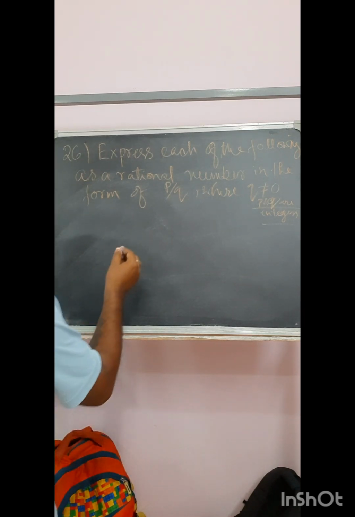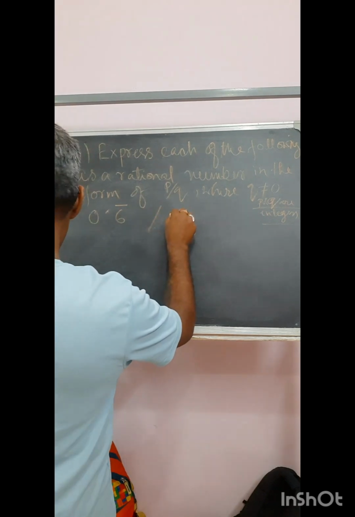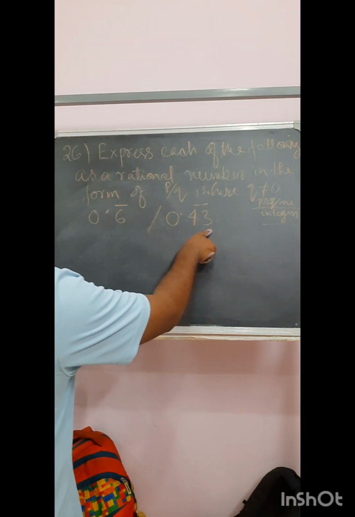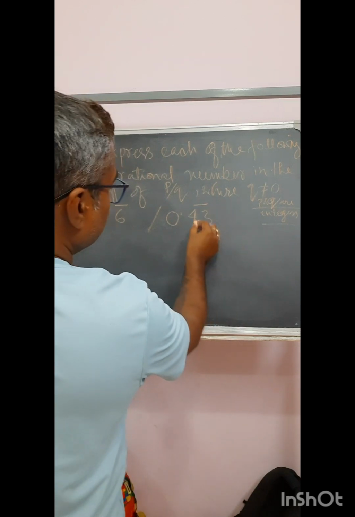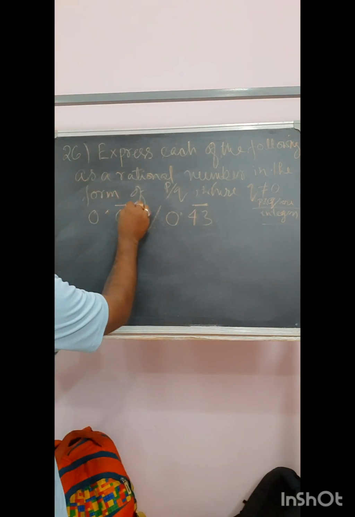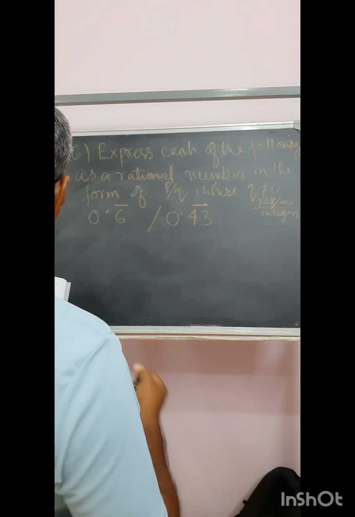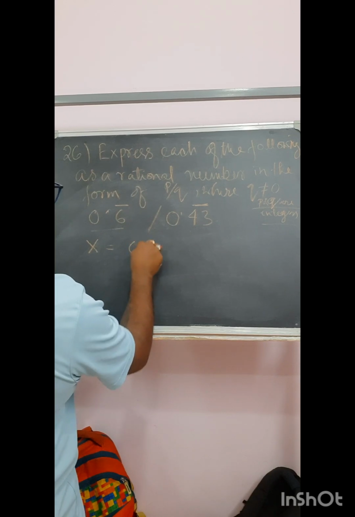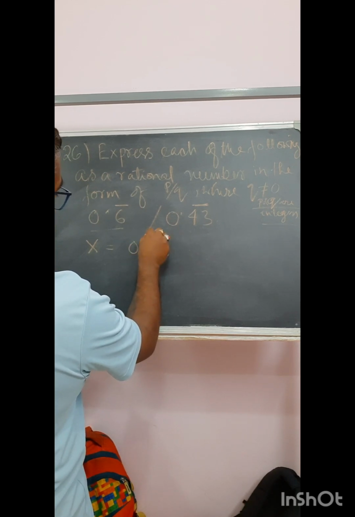Now the numbers given are 0.6 bar and 0.43 bar. Here, bar means that after that every term will be repeating. If the bar is on two numbers after the decimal, those two digits will repeat again. Here 6 is under the bar, so it keeps repeating. So let's assume x is 0.6 bar.